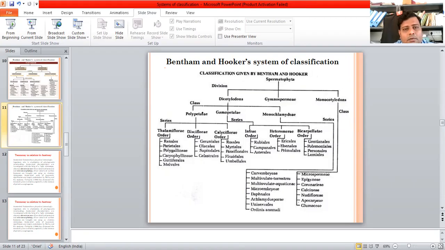Curvembryeae usually have a single ovule, embryo coiled around the endosperm. That is the character. Multiovulatae aquaticae: aquatic plants with syncarpous ovary and many ovules. They contain one family. Multiovulatae terrestres: terrestrial plants with syncarpous ovary and many ovules. It has 3 families. Microembryeae: only one ovule, small tiny embryo, endospermic seed. It has 4 families. Daphnales: only one carpel and single ovule. 5 families are there in this.